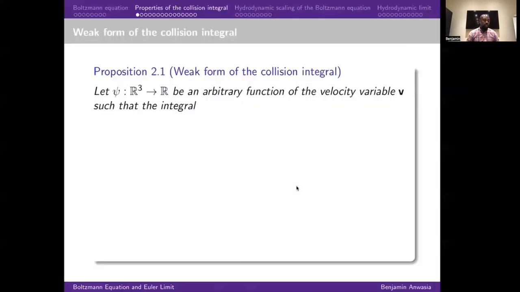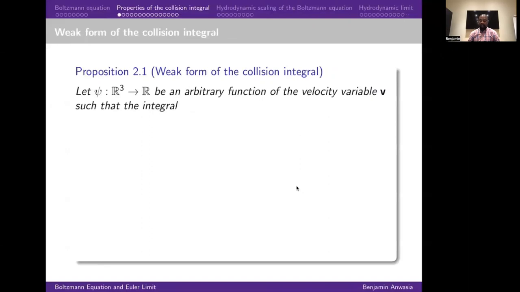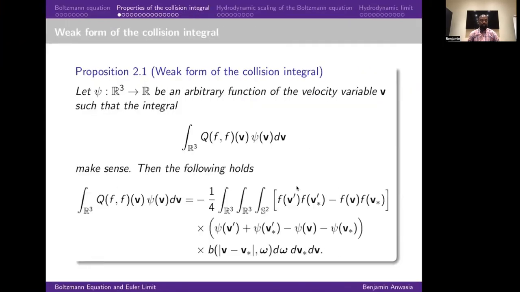Now, let us study some of the properties of the Boltzmann's collision operator that will be useful for what will be developed in the later part of this talk. The first of these properties is given in the following proposition. Let psi be an arbitrary function of the velocity variable such that the following integral makes sense. Then the weak form of the collision integral is given by the following expression.